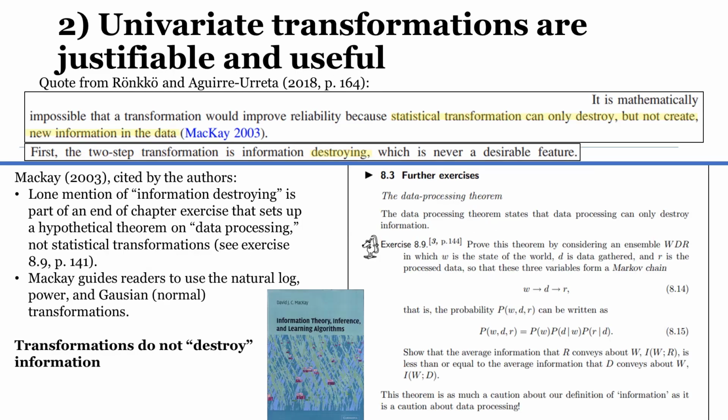The authors cite McKay, 2003, to support their idea that transformations are information destroying. However, McKay's lone mention of information destroying is not in the body of the text, but part of an end-of-chapter exercise for students that you can see on the slide. McKay also guides readers to transform data using the natural log, power, and Gaussian or normal transformations. Transformations do not destroy information, rather they provide researchers with additional information, expanding their empirical choices.